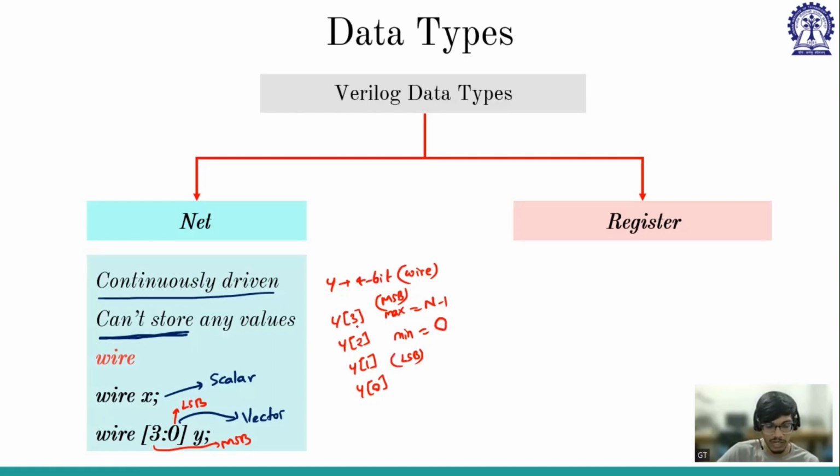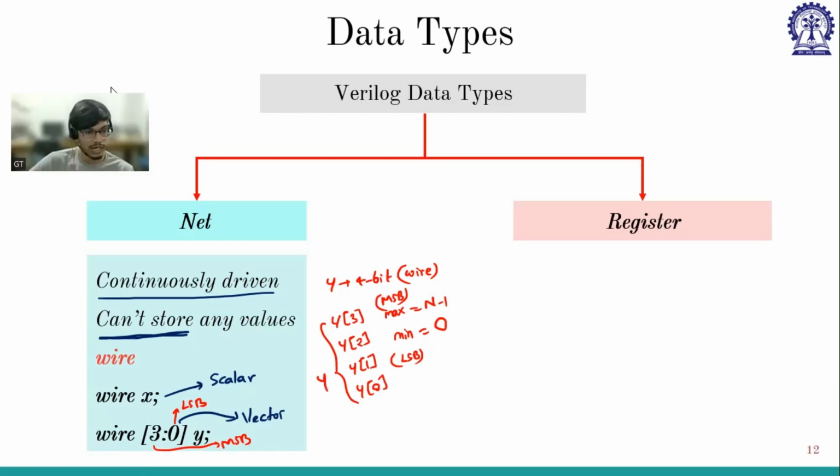So if I say Y of 3, I'm accessing that single bit, the most significant bit, similar to again C. So we can individually access it, or if you want, you can access it as a whole Y. So it depends upon how you want to write the code.